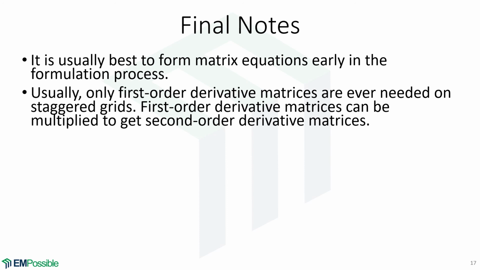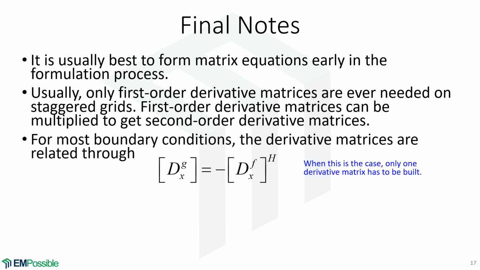So in my experience with multiple functions, it's very rare. In fact, I've never in my career had to make specifically a second order derivative matrix for staggered grids. I only had to build the first order and we just multiply them together. I am sure there's something out there that would require that to happen, but I have yet to come across it. For most boundary conditions, we can calculate one derivative matrix from the other. And not all boundary conditions, as we said, but this is hugely useful, and almost always I can do this.